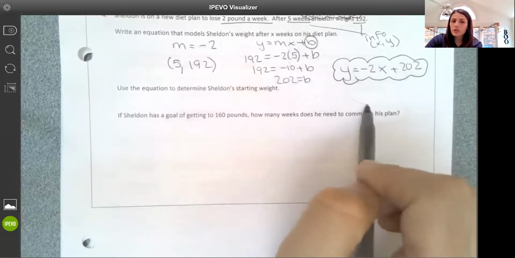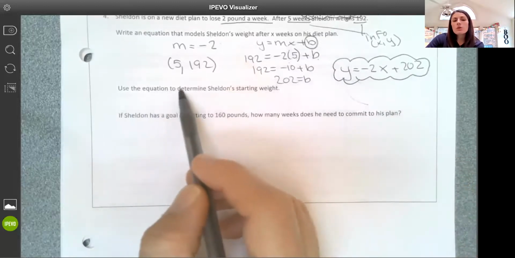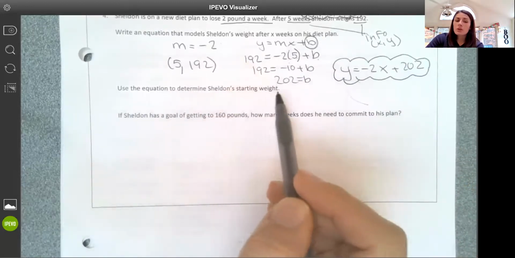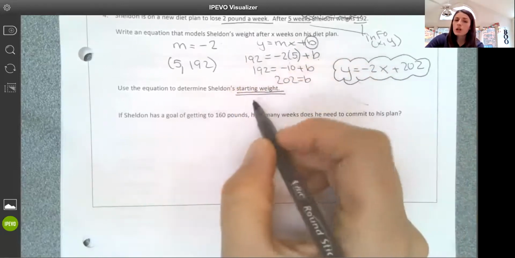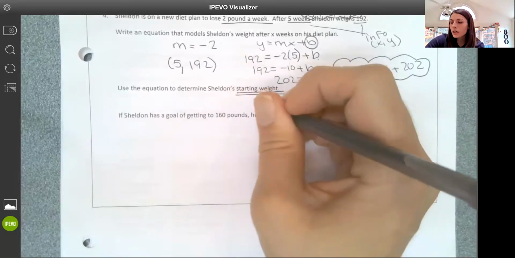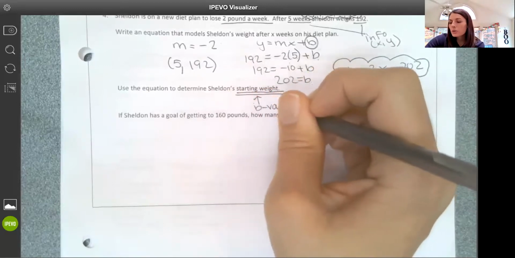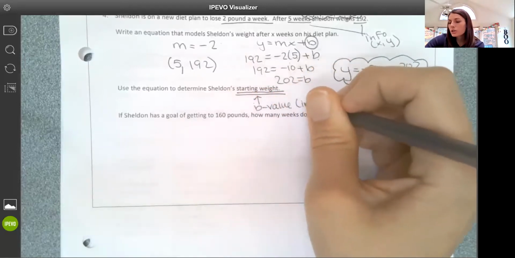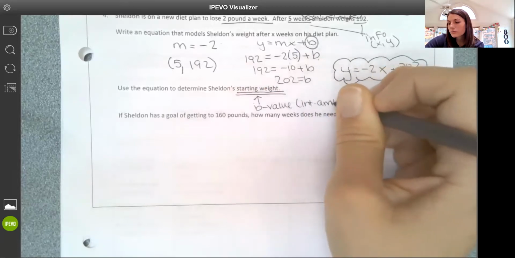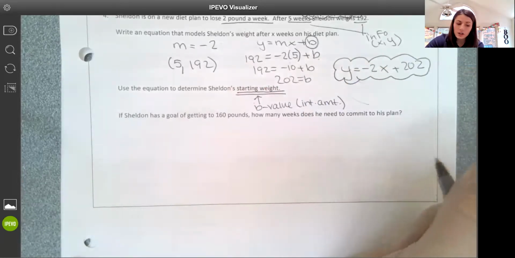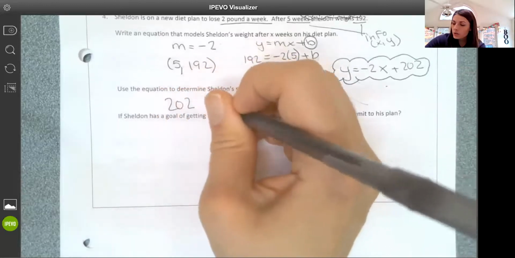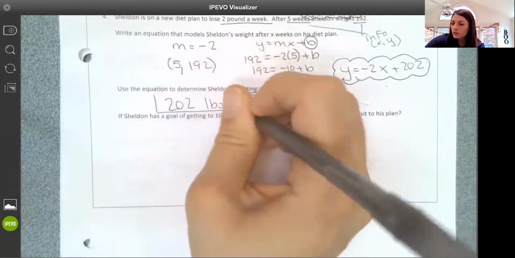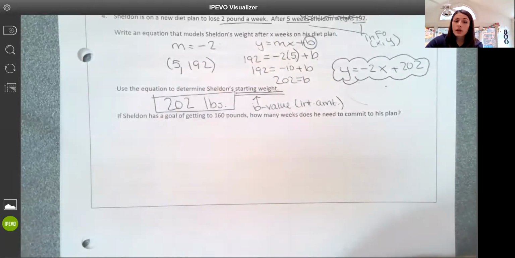Putting my slope of -2 and my y-intercept of 202 together, here's the equation that models Sheldon's weight loss. Okay, so here's the equation. Then it says use the equation to determine Sheldon's starting weight. Starting weight, initial amount. This is all about understanding that the B value is the initial amount. So Sheldon's starting weight must have been 202 pounds.